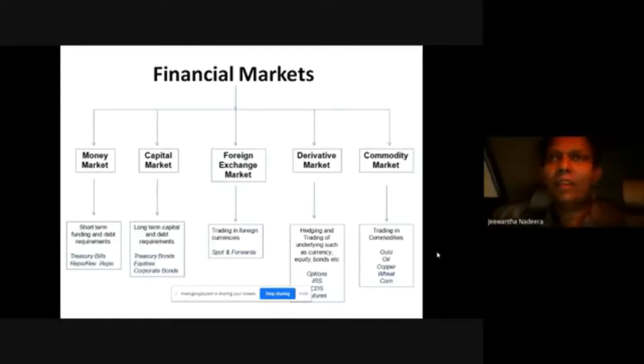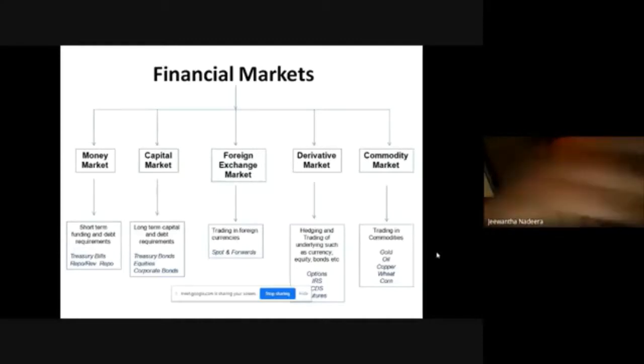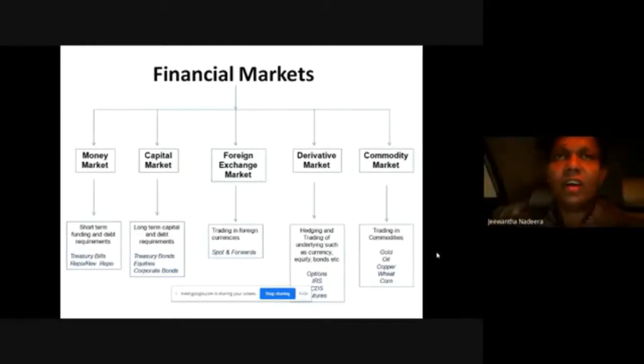Now, for example, 1 or 2 years ago, treasury bill was a very good instrument. Treasury bill was a very good instrument for you. Now it is not. Now 1 year treasury bill goes at 5%.